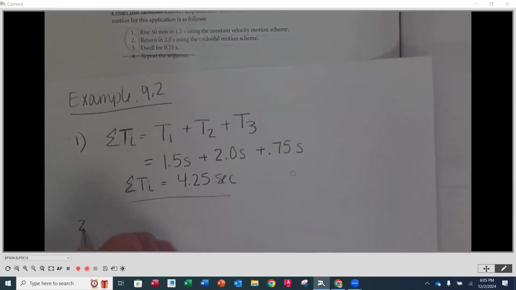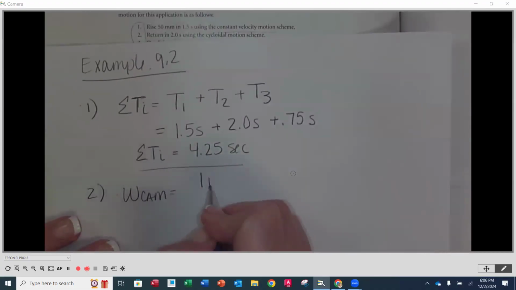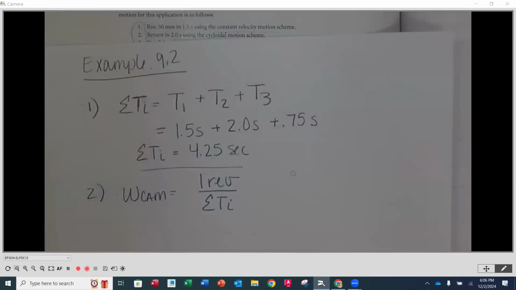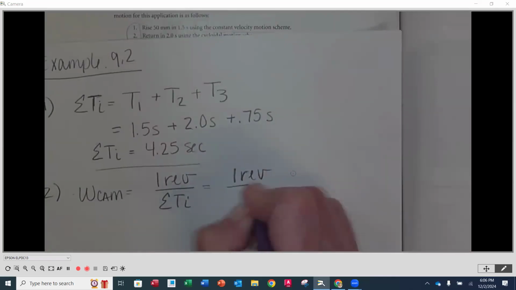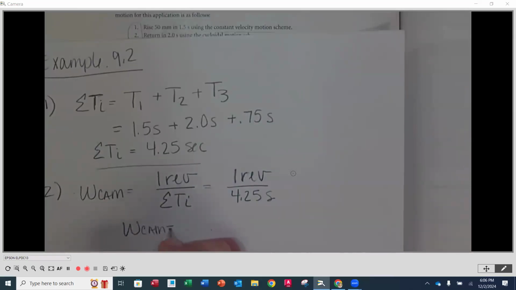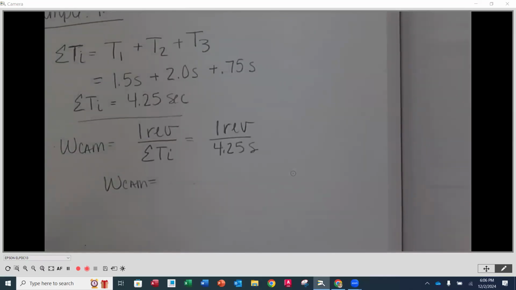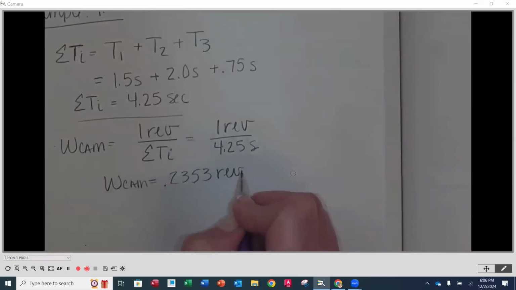All right. Then step number 2 is we want to determine how fast is this cam rotating. So we need the ω of the cam. Okay, and that's going to be equal to 1 revolution divided by the total time. So if we look, we're going to have 1 revolution on top, and our total time from above was 4.25 seconds. So our cam angular velocity, what does it come out to start off with in revolutions per second? What do we get? 0.2353, correct. 0.2353, and that's revolutions per second, right?